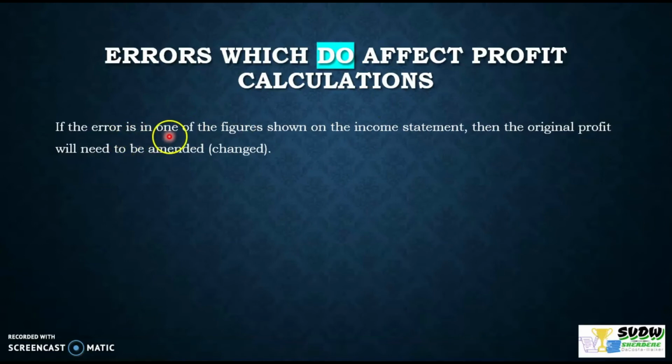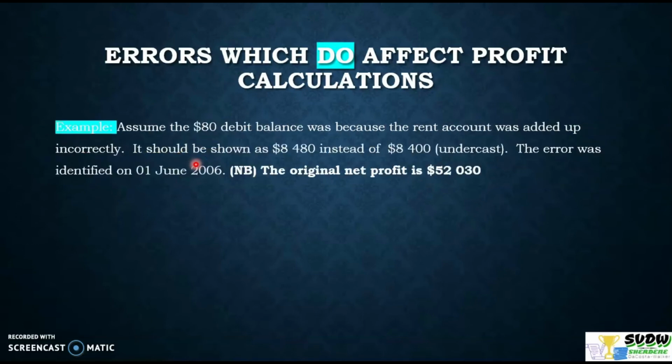We will look at errors which do affect profit calculation. If the error is in one of the figures shown in the income statement or the trading profit and loss, such as your sales, purchases, your expenses, and your revenues, then the original profit will need to be amended. It will need to be adjusted. So here's an example. Assume the $80 debit balance was because the rent account was added up incorrectly. Now rent is an expense that would definitely go on your income statement.